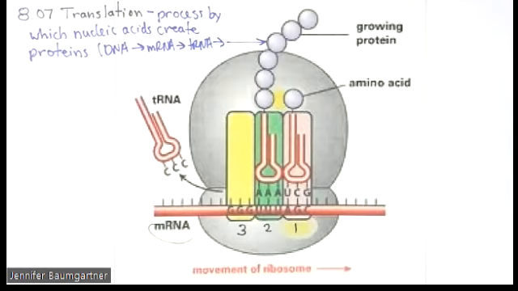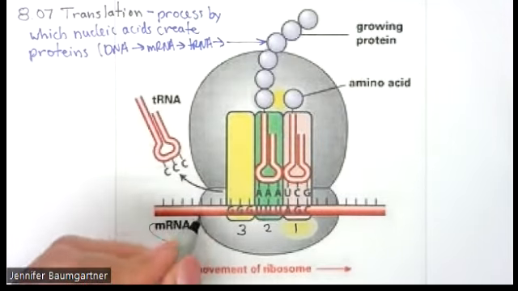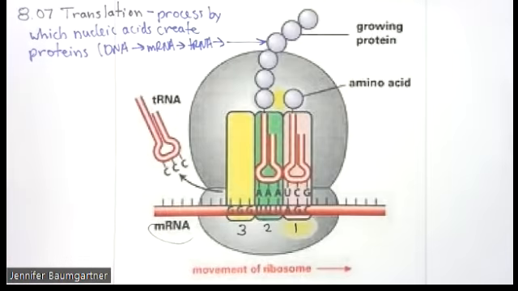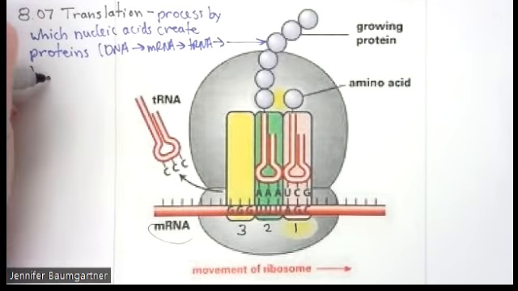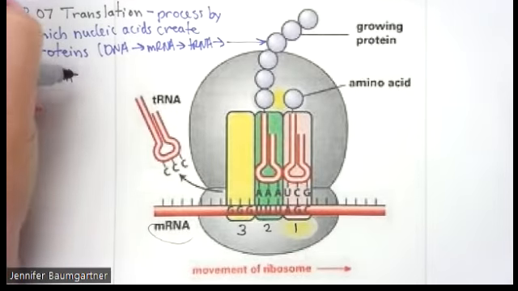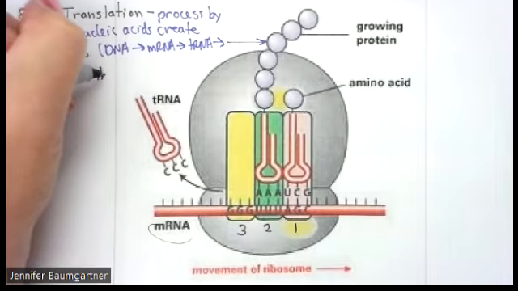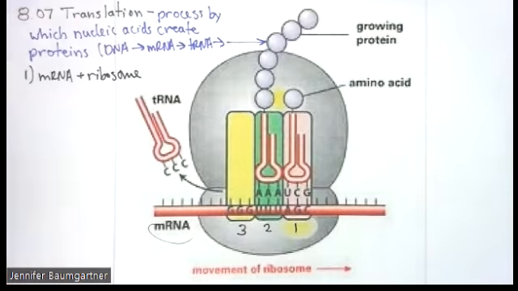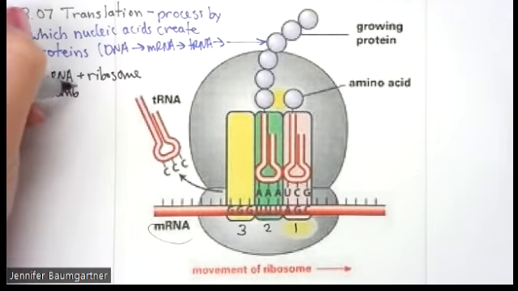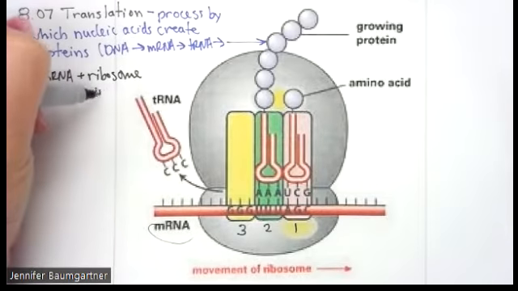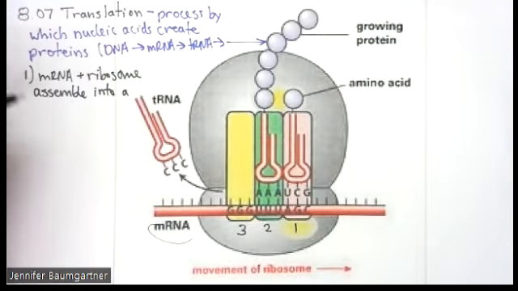That's the first thing that's going to happen: the ribosome units and the mRNA are going to come together in a complex. So number one, the mRNA plus the ribosome assemble into a complex.